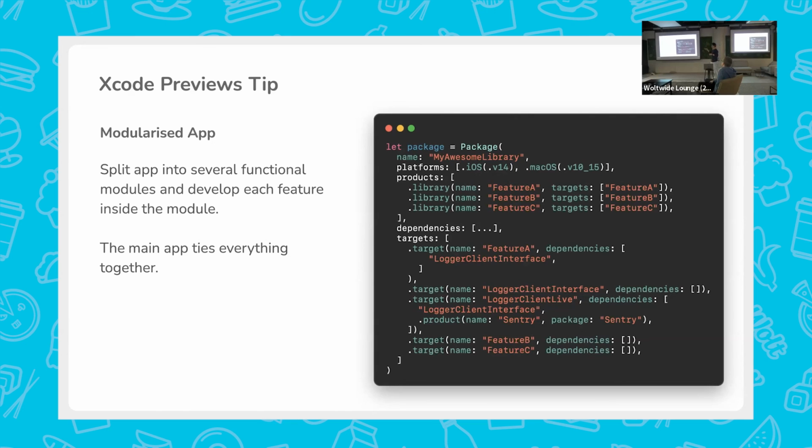If you have the actual Sentry backing the logger client, then that gets only compiled by the main app, not by individual modules. So that helps Xcode to do incremental builds very, very quickly. And it's less prone to crashiness.